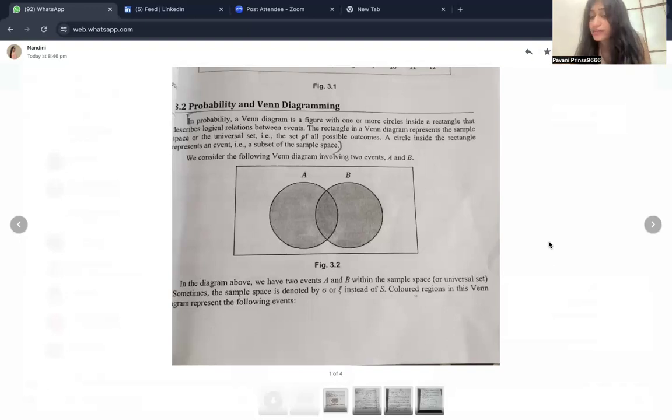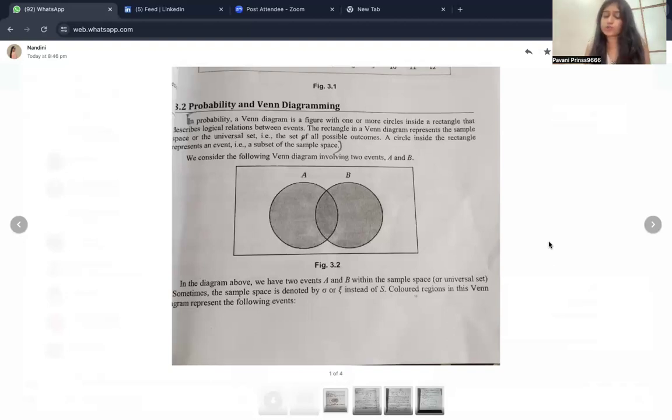So you should call it A intersection B. What do you call it? A intersection B. What is A intersection B? The middle part, whatever part is there. There is an intersection between event A and event B, so the middle part you call A intersection B. I hope you understood the concept. One more thing, you can also call the universal set the sample space.